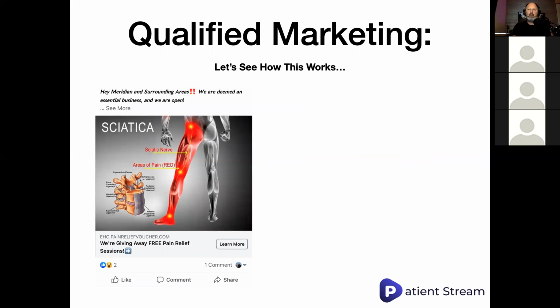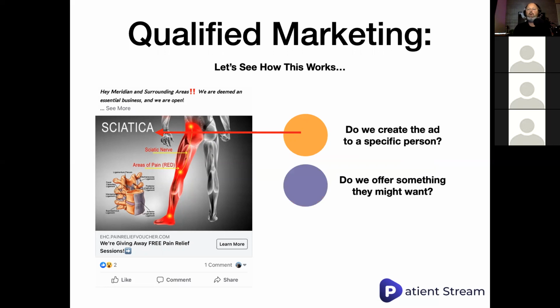Okay. Step number one, do we create the ad to a specific person? Well, yeah, I mean, somebody with foot pain or knee pain or neck pain, they're not going to care about this. Okay. So this is specific to people with sciatica pain. Okay. There's box number one. Number two, do we offer something that they might like? So in this case, a free pain relief session.